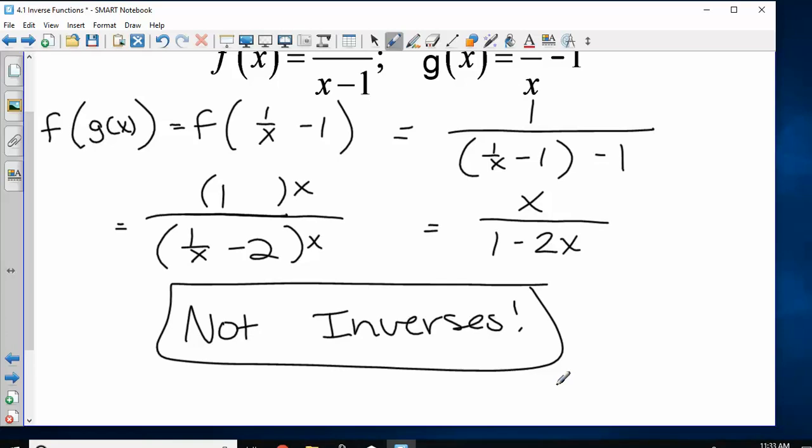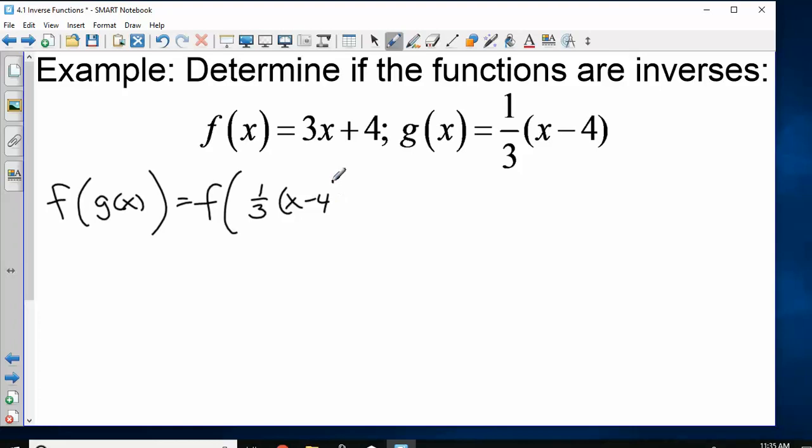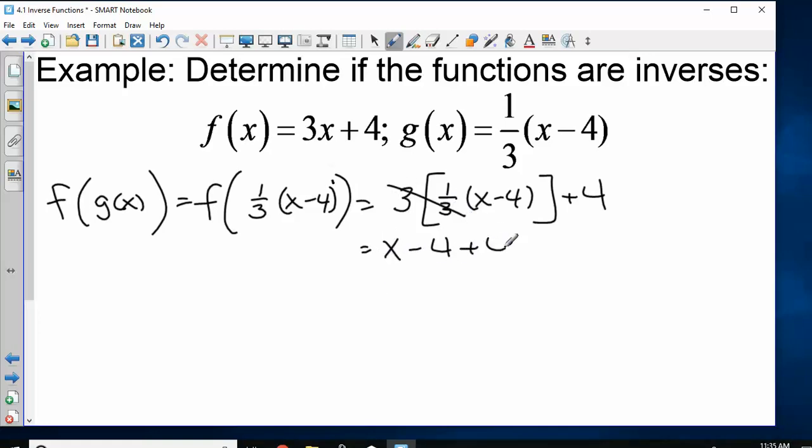Why don't you guys do the next one? F of g of x would be f of 1/3 times x minus 4. Put that in. Three times 1/3, what do those do? So you have x minus 4 plus 4, which is x.